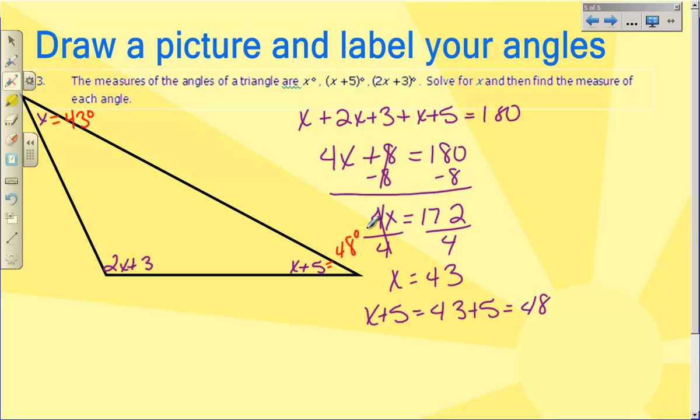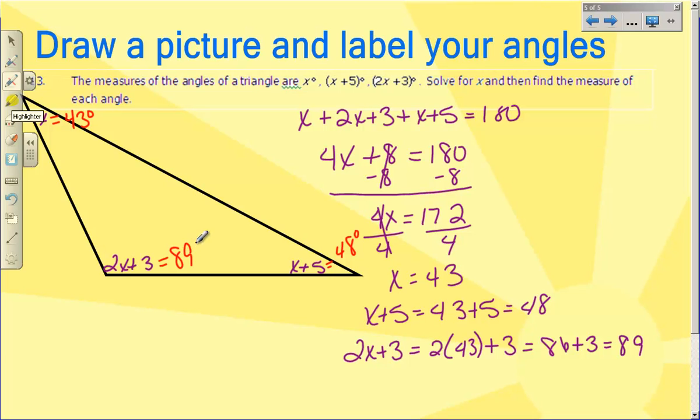Now you have two options here for the third angle. You can add up the two you know and subtract them from 180, or you can just plug in x into the expression for the third one. So that's what I'm going to do. 2x plus 3 now becomes 2 times 43 plus 3, which happens to be 86 plus 3, which is 89. Double check my math there. So that one happens to be 89 degrees. And you can check real quick and make sure you got it right. If you add those three angles up and they do not equal 180, you made a mistake somewhere.